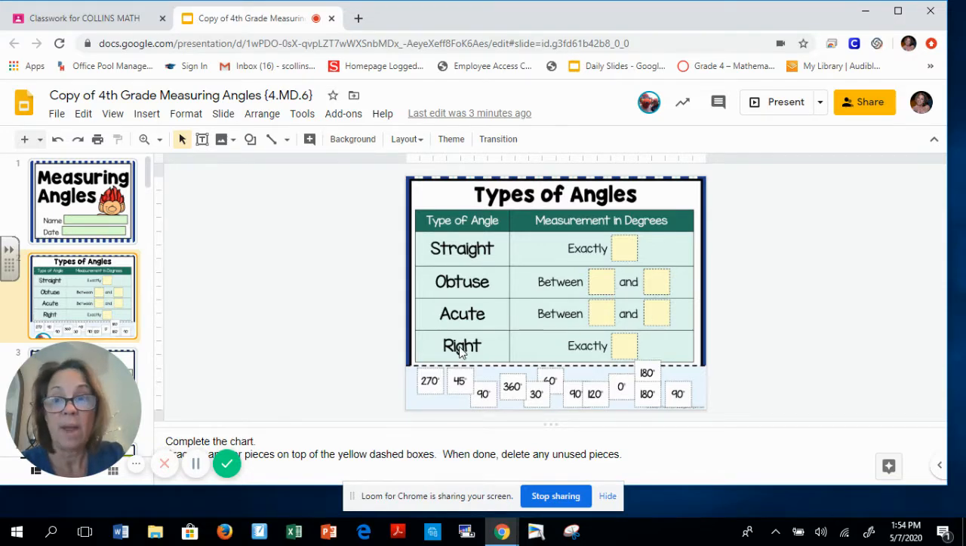And then those right angles are those L-shaped angles. They go straight up and down, straight like this, and then they also go like this. They make that L shape. Those are exactly 90 degrees.